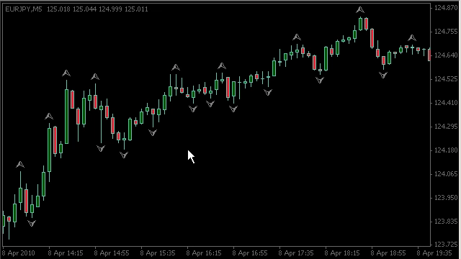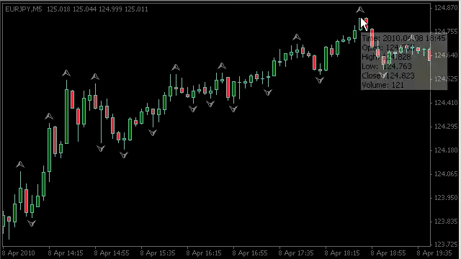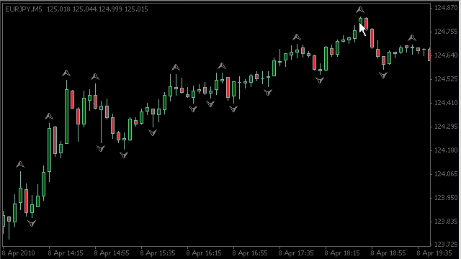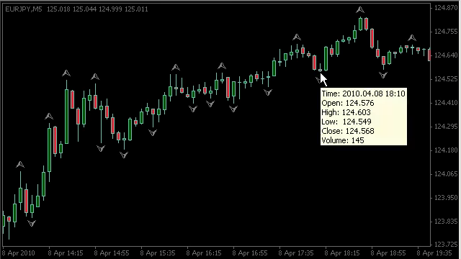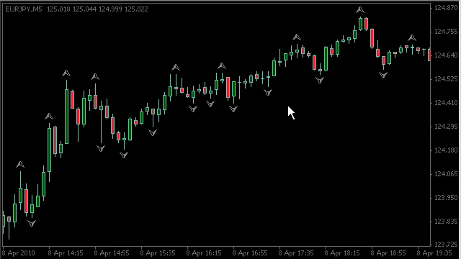And a fractal is made up of a 5-candle formation, and probably the easiest way is just to take something like this one. What you need is the middle candle out of the 5 candles has to be higher than the other 2 either side. So, and for a lower fractal, same thing. We've got a lower candle here. These 2 are either side like this.